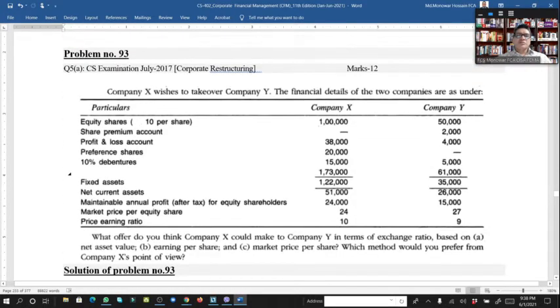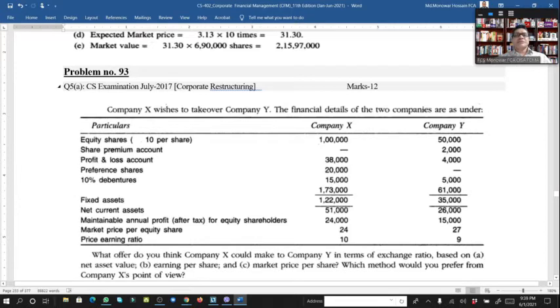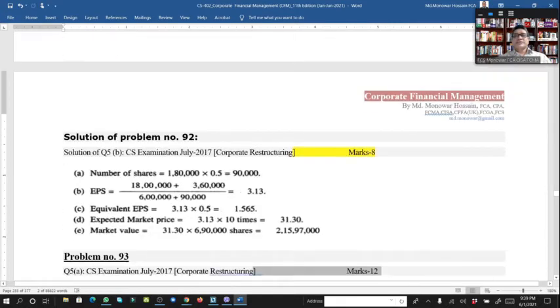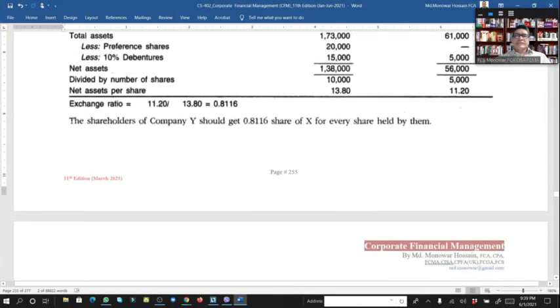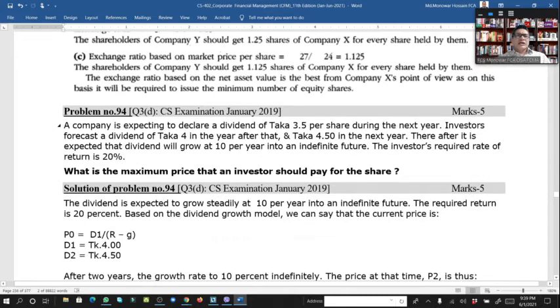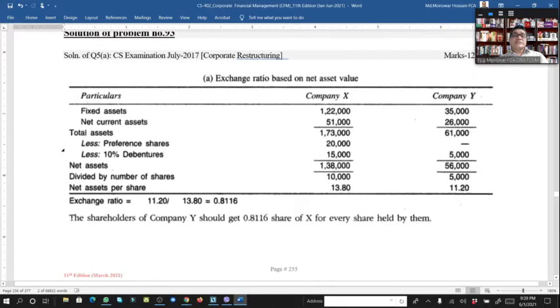So this one, look here, is another math problem. It is also from July 17, the corporate restructuring chapter, and it was 12 marks. Look here, 12 and 8 is one question. Here two companies are exchanging in different types of exchange, with net asset value, earning per share, market price per share. All the calculation is here. It is taken from a book also, probably Khan and Jain or Pandey, maybe, and taken just the same as the question.